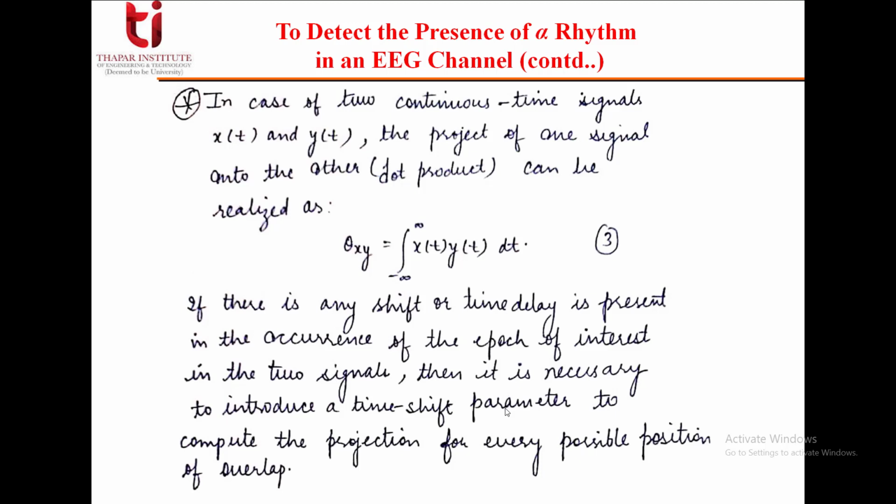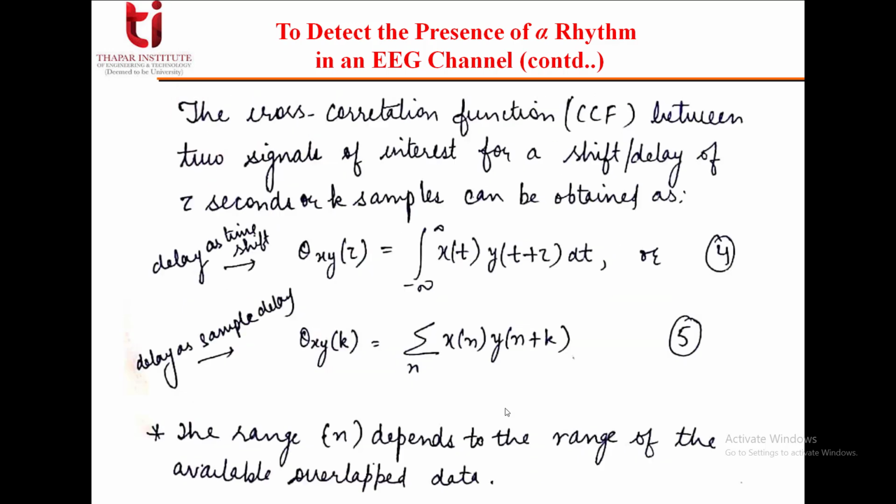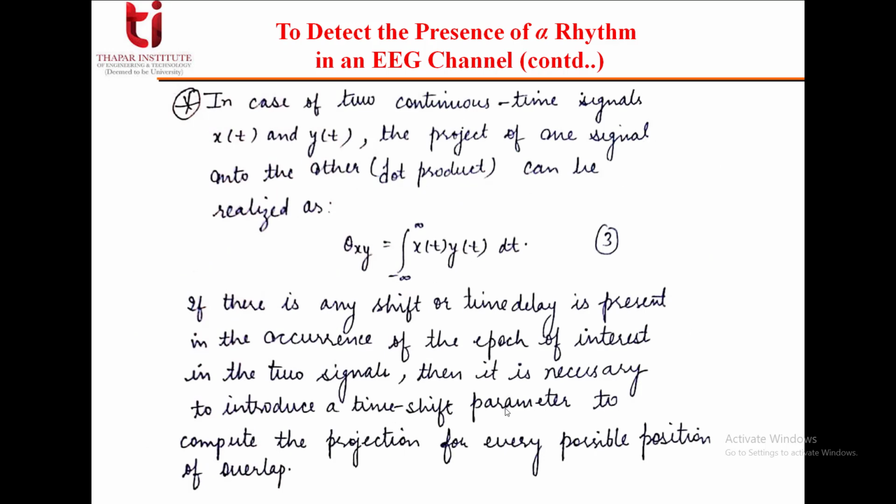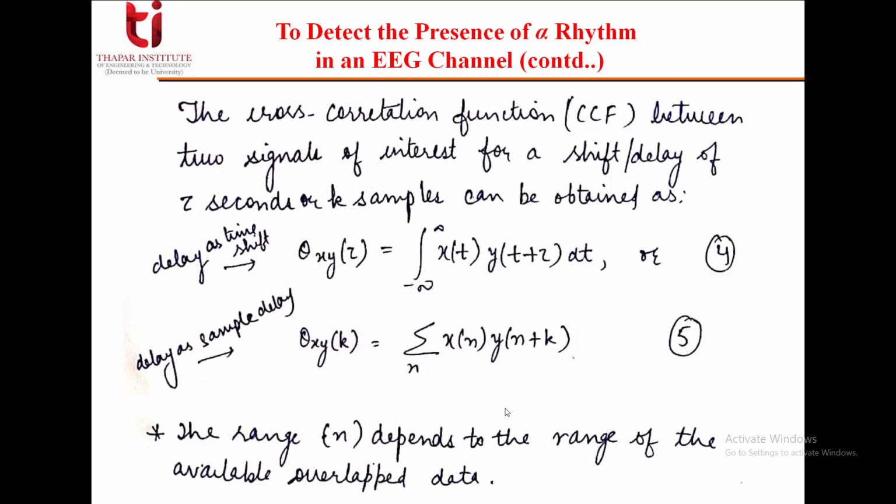Now if there is any shift or a time delay in the occurrence of the epochs present in the two signals, then it is necessary to introduce a time shift parameter to compute the projection for every possible position of overlap. The cross-correlation function between two signals of interest for a shift or delay of tau seconds, or we can say k samples, can be obtained as you can see in equation number 4 and 5.